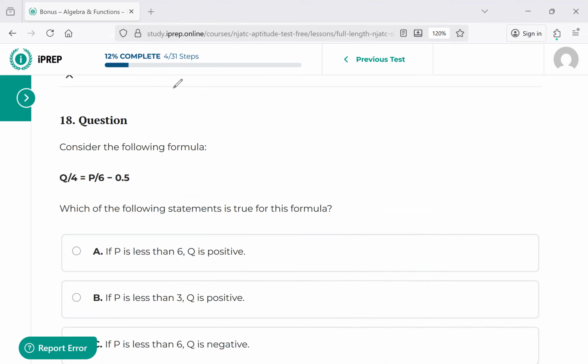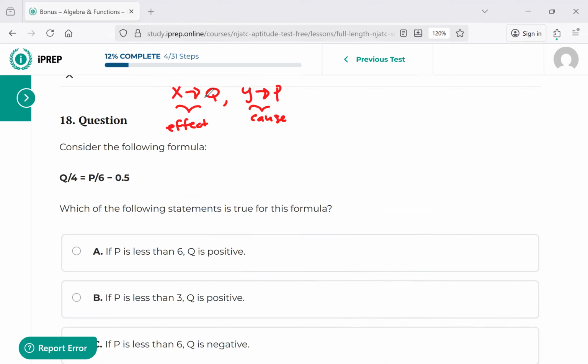I think our x is going to be our q, and I think our y is going to be our p. Why? Because this is your cause, and this is your effect. So my p is the y, and my x is my q. That's the first step.